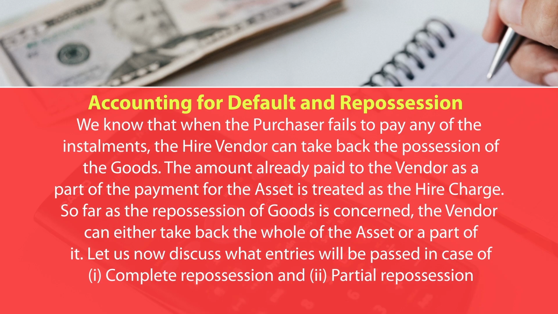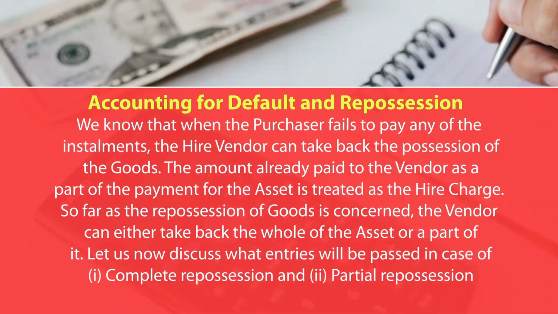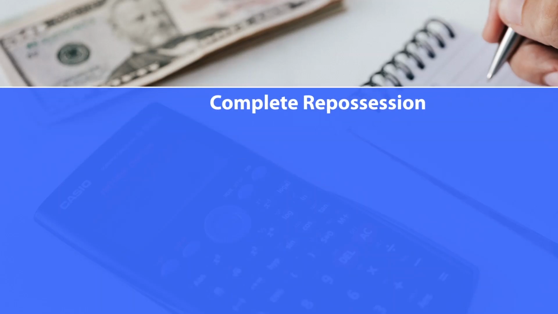So far as the repossession of goods is concerned, the vendor can either take back the whole of the asset or a part of it. It is the prerogative of the hire vendor whether he wants to take the full amount of assets back or only a part of the assets. Let us now discuss what entries will be passed in case of complete repossession, and second, in case where a partial repossession has taken place. So, first one is complete repossession.